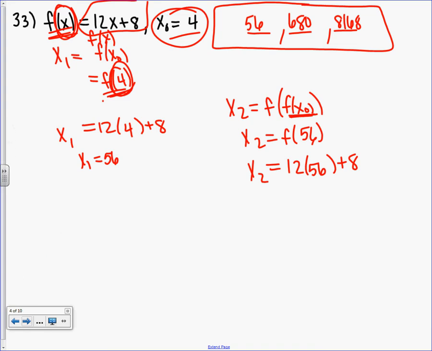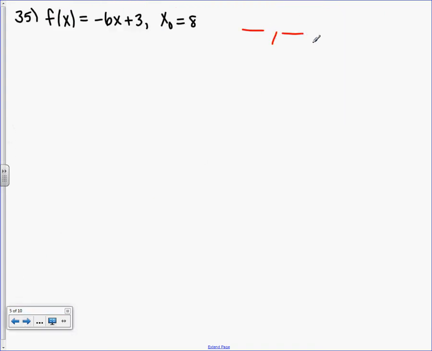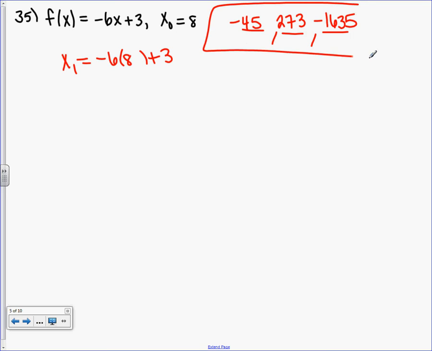So the next one's the same thing. Find the first 3 iterates. 1, 2, 3. So on x sub 1, I'm going to plug in what? 8. So what's negative 6 times 8 plus 3? Negative 45. What am I going to plug in for x sub 2? Negative 45. So negative 6 times negative 45 plus 3 is 273. And what do you get for your third one? Very good. Is anybody confused by that?